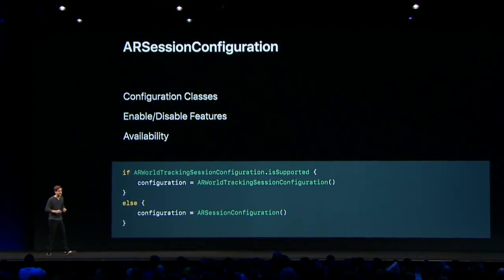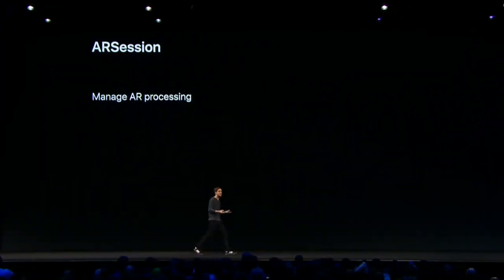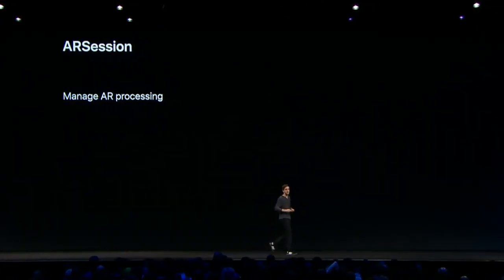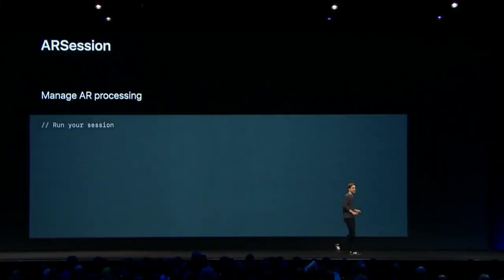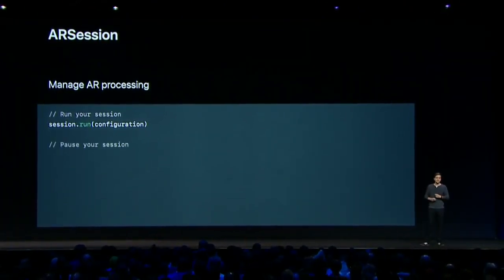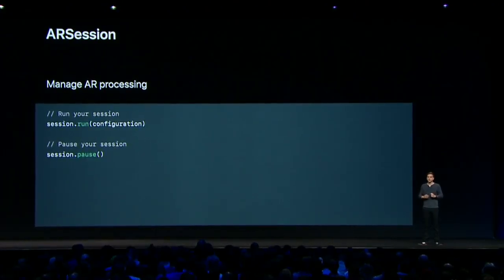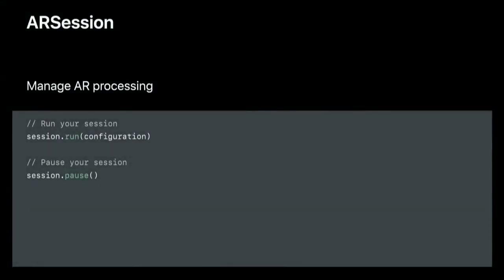Next, let's look at AR Session. AR Session, again, is the class that manages all of the processing for your augmented reality app. In addition to calling run with a configuration, you can also call pause. So pause allows you to temporarily stop all processing happening on your session. So if your view is no longer visible, you may want to stop processing to stop using CPU, and no tracking will occur during this pause. In order to resume tracking after a pause, you can simply call run again with the stored configuration on your session.